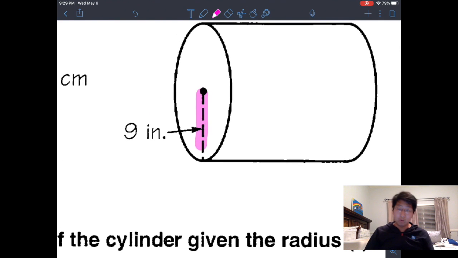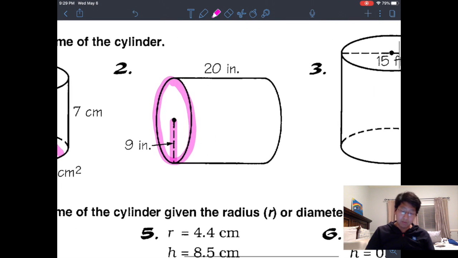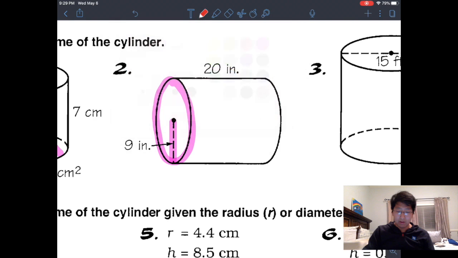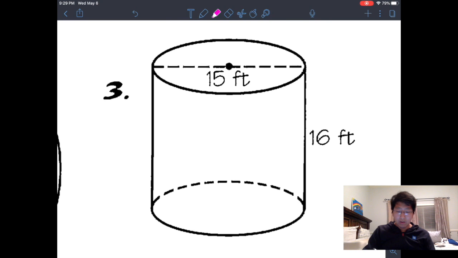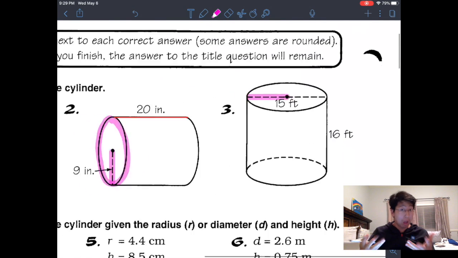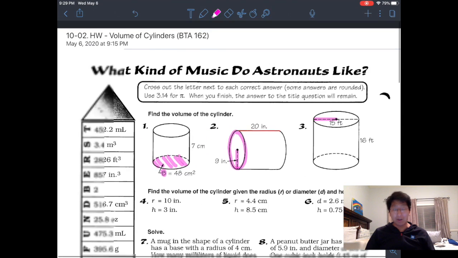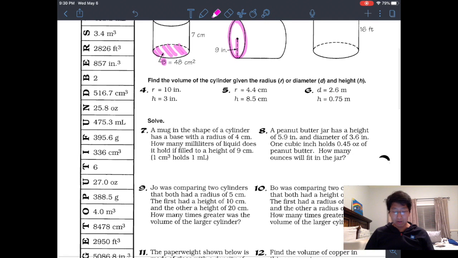But some of them do not. They give you the radius. So you need to solve for the area of this entire circle and then multiply it by the height, which is 20 inches. Okay. And notice here, you have the diameter, so you need to solve for half of this, just like our notes. Okay, half of 15 is, that's for you to figure out. Okay. All right. Some of them are word problems.